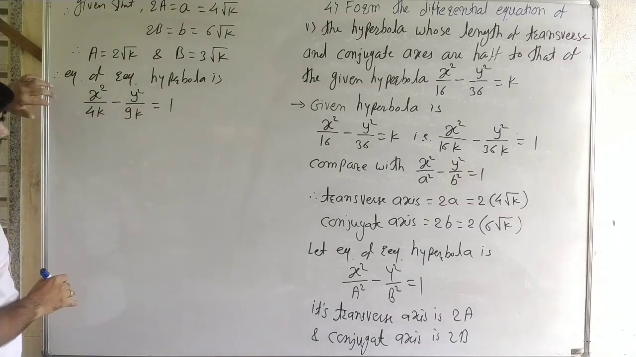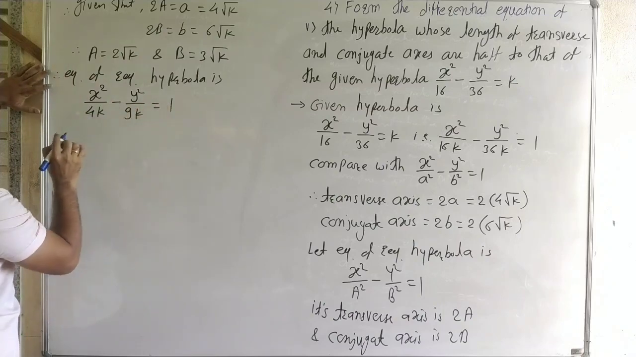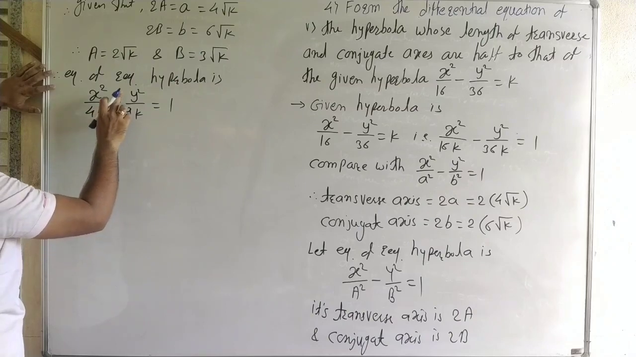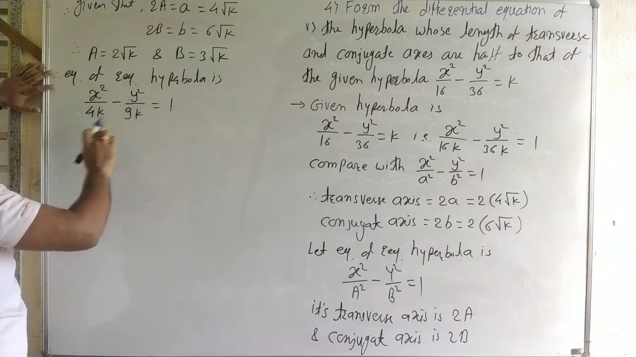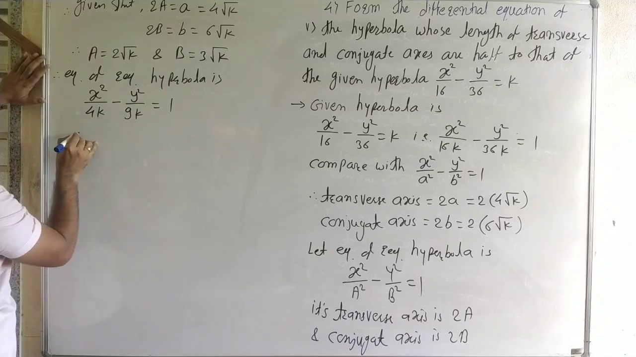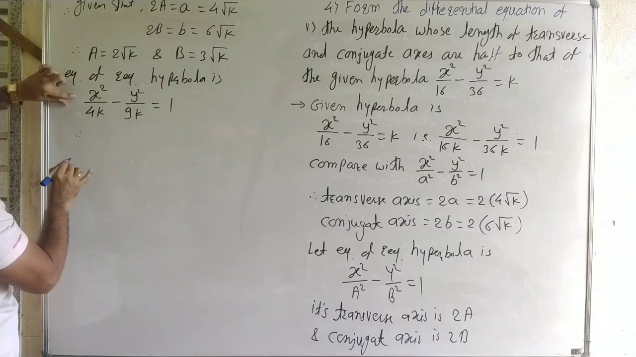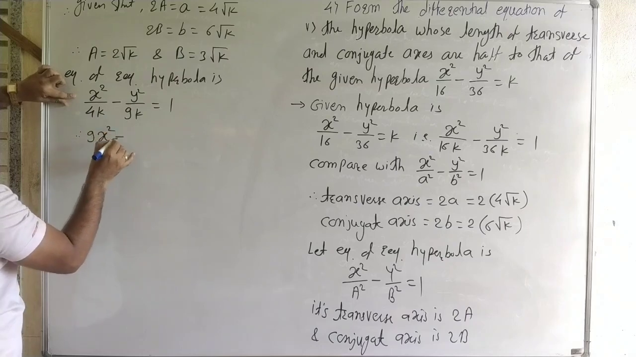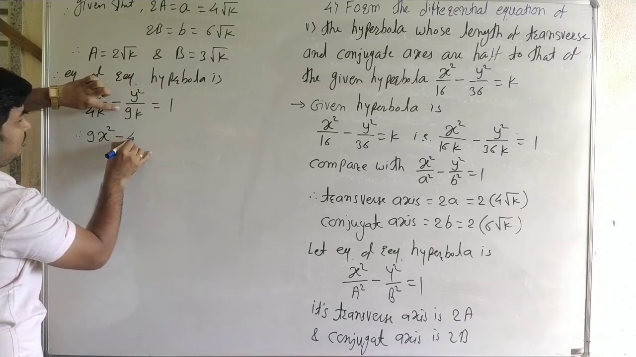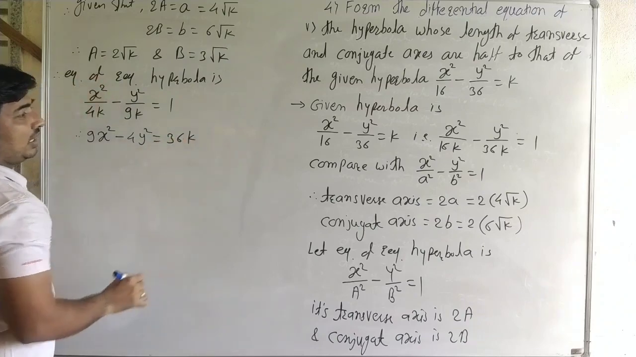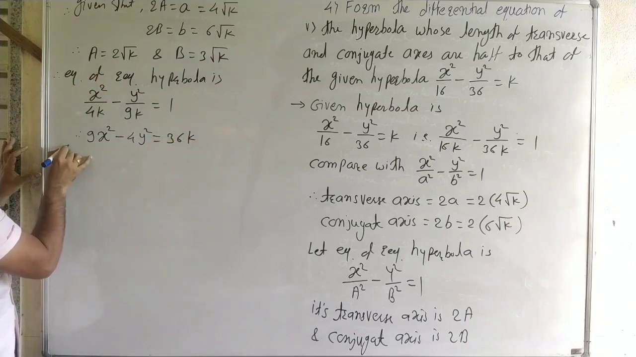Okay, here throughout multiplying by k, then we get x square upon 4 minus y square upon 9 is equal to k. So we multiply throughout by 36, it is the LCM of this, multiply by 36k. Therefore here when we multiply by 36k, k gets cancelled, it is 9x square, and here it is 4y square, and it is equal to 36k, and here k is an arbitrary constant.